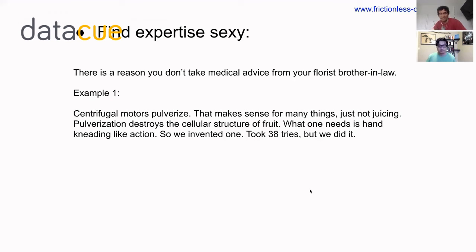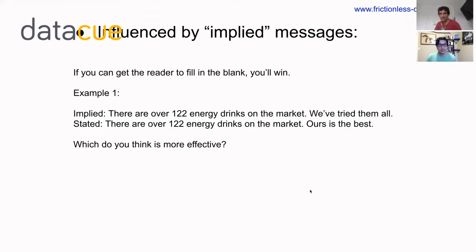Search specific examples. Cool. Yeah. So this is a really important one. I think this is my favorite. It's almost like the unmarketing kind of strategy. So the point here is that people are influenced by implied messages. This is something we've actually tested quite extensively. So I'm going to show you the implied version of a headline and then a stated version.